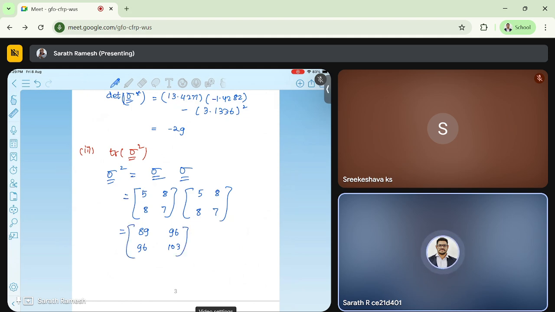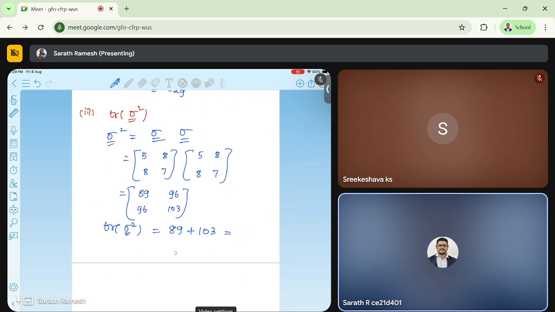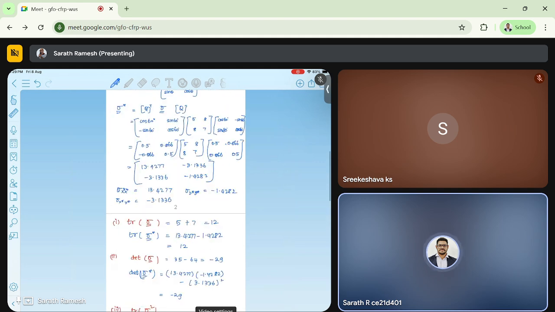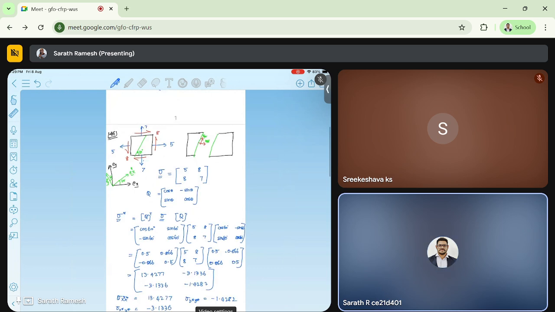So trace of sigma square will be 89 plus 103, 192. Fine. Similarly, when we find the trace of sigma star square, we should get 192. We can use this as a check whether our problem is correct or not.